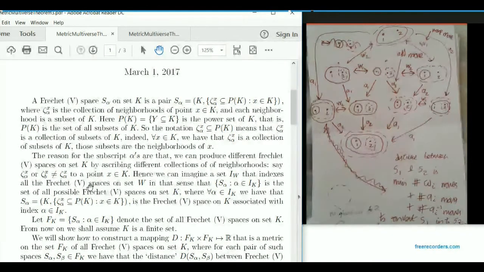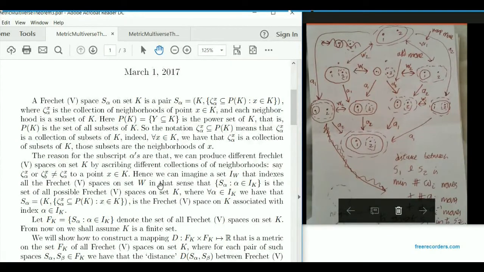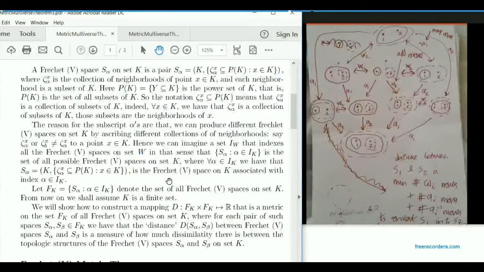Anyway, the point now is we can start to think about the space of all Frechet spaces, S alpha, and then we can try and figure out if we can define a sensible metric upon this space. Now hopefully what I was suggesting by those topological perturbation operations is equivalent to the thing I'm going to try and suggest here. Let's have a look.